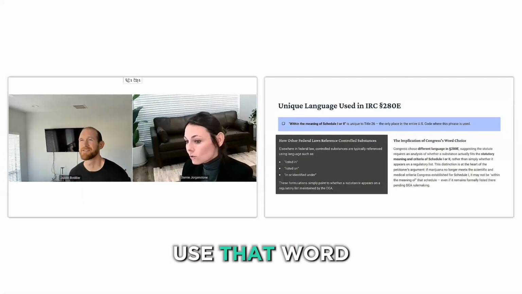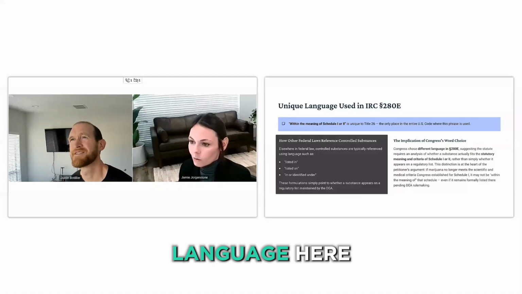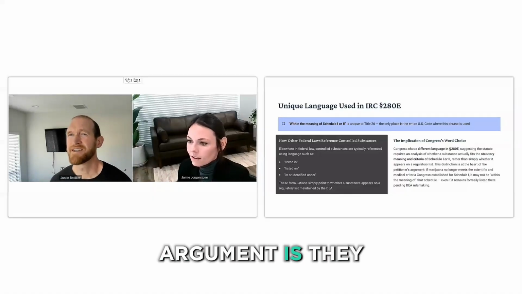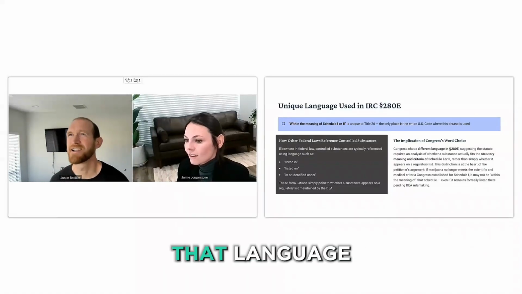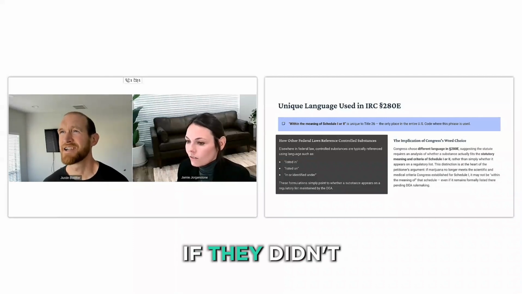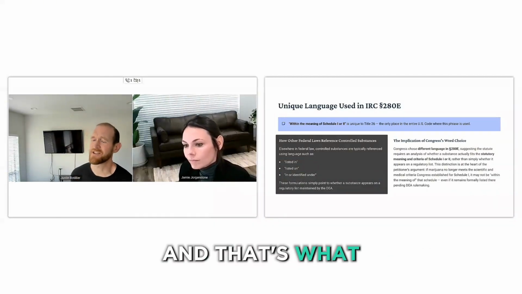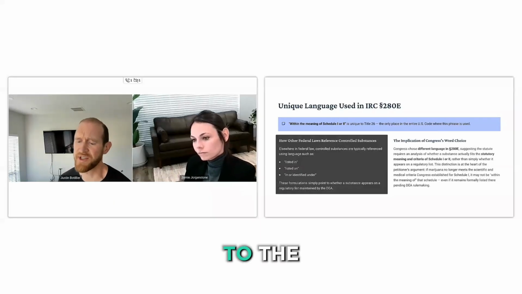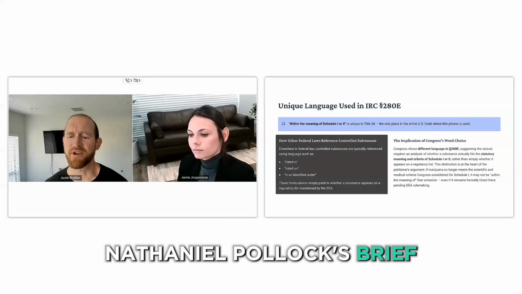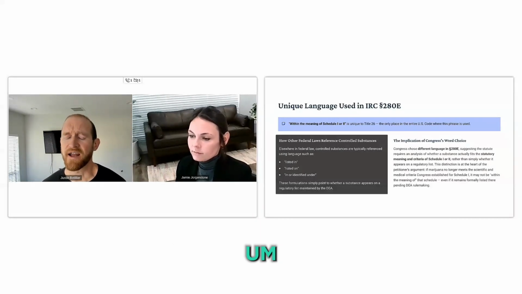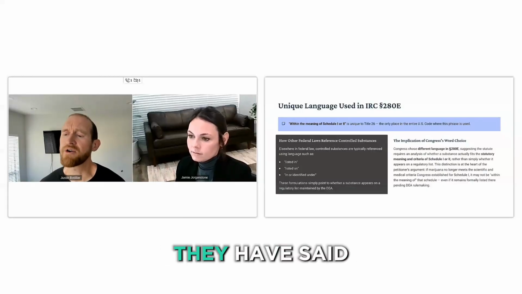And they didn't use that word, that language here. And so the argument is they would have used that language if they didn't mean something different than that language. Yeah, and that's what the IRS's response to Nathaniel Pollock's brief was: how could they have said it any other way?